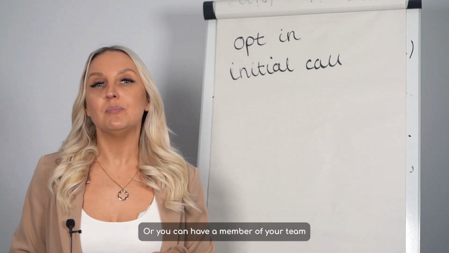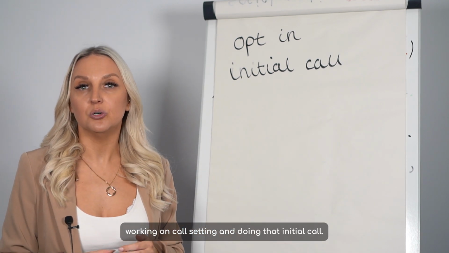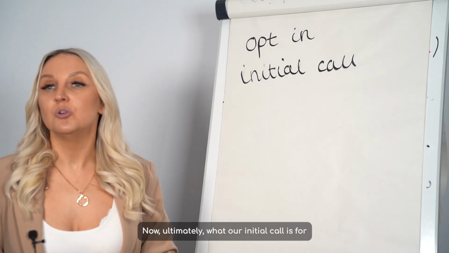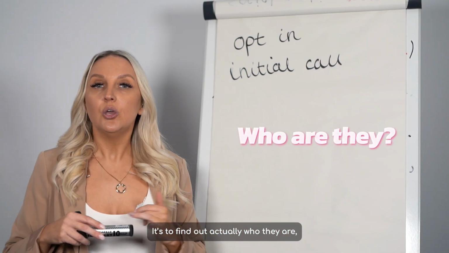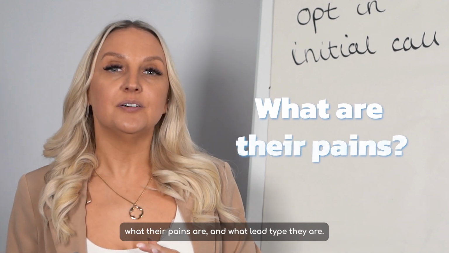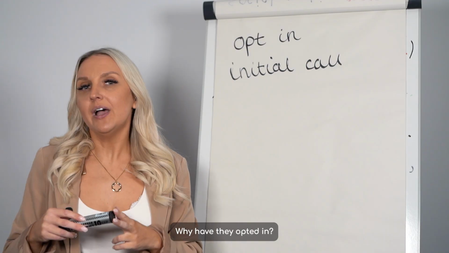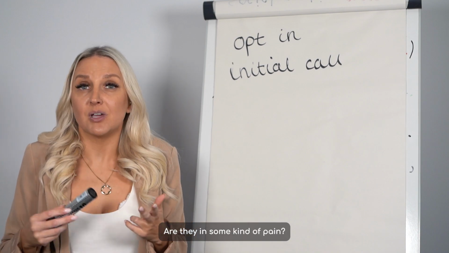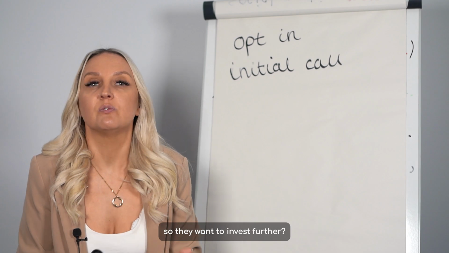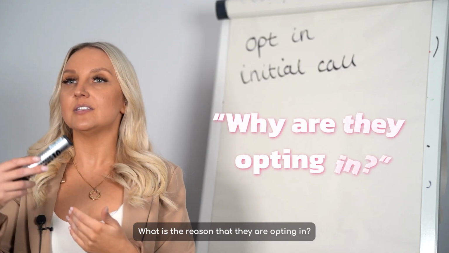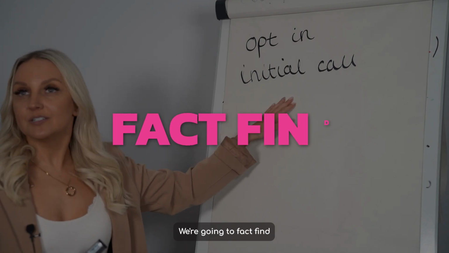Or you can have a member of your team working on call setting and doing that initial call. Now, ultimately, what our initial call is for is to qualify the lead, is to find out actually who they are, what their pains are, and what lead type they are. If they're a landlord, where are their properties? Why have they opted in? Are they in some kind of pain? Are they wanting to grow their portfolio, so want to invest further? What is the reason that they are opting in? We're going to fact find.